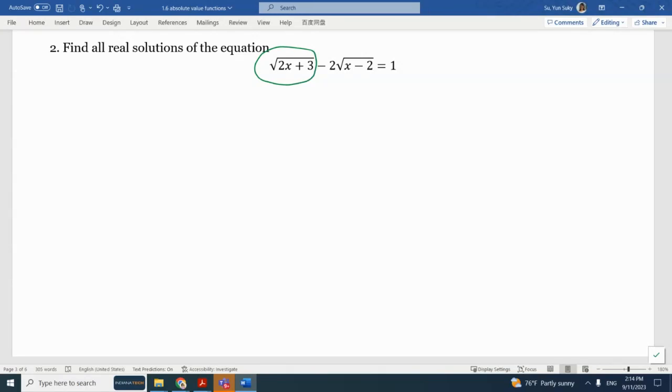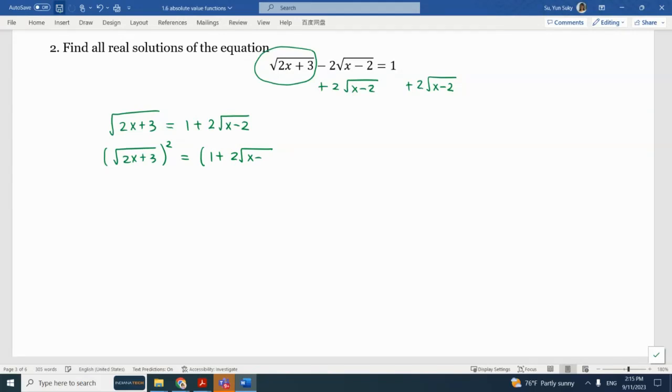That one first, right? Because it's positive. So we add 2 square root of x minus 2 to both sides. So we have 2x plus 3 equals 1 plus 2 square root of x minus 2. Is that okay, everybody? And we can square both sides. The square can help us to get rid of the square root. So this cancels. The left hand side is 2x plus 3.